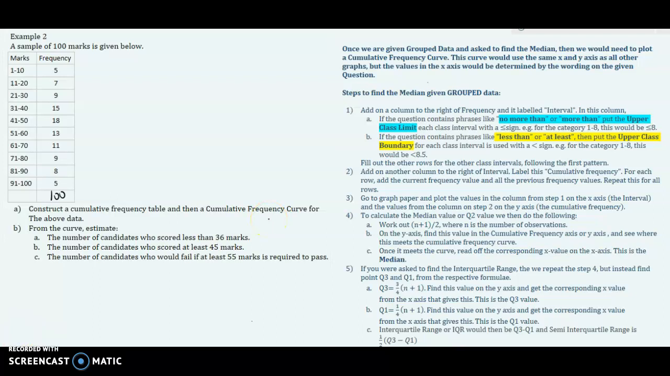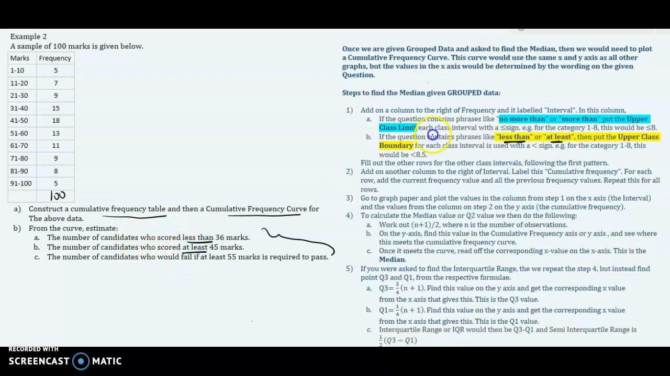The first thing they ask for is to construct a cumulative frequency table and a cumulative frequency curve. They didn't even ask for the median as yet. In scanning through my question, I'm not seeing that they're asking for median, and that's okay, but I will still follow this note. I'm looking to see if I have any words like no more than or more than. I'm not seeing anything like that, but I am seeing less than and at least.